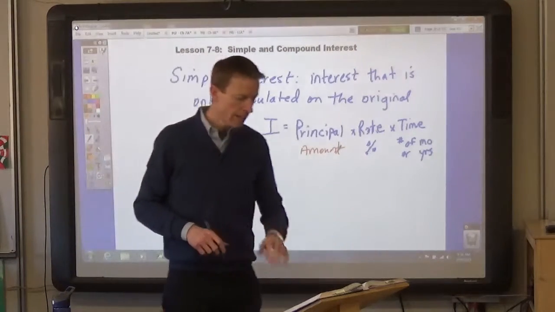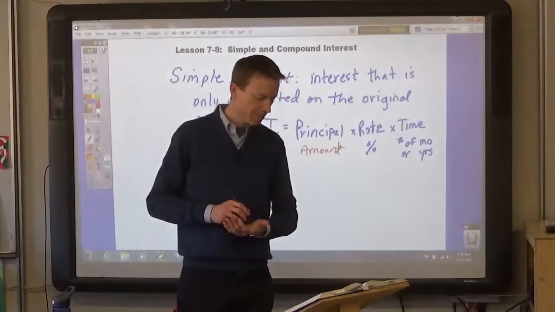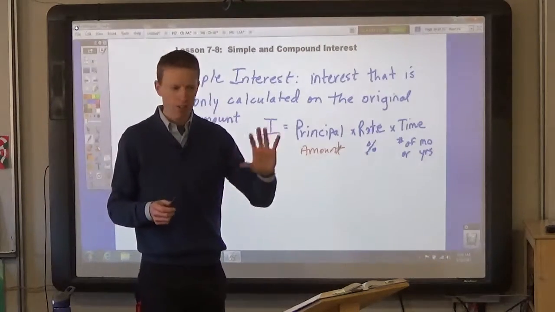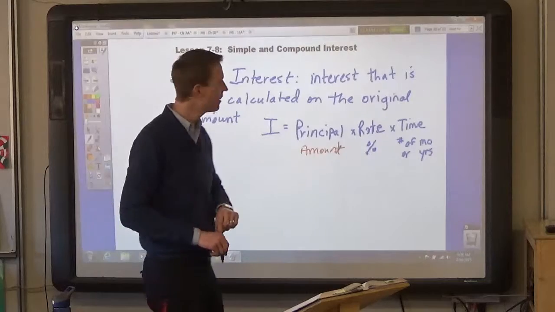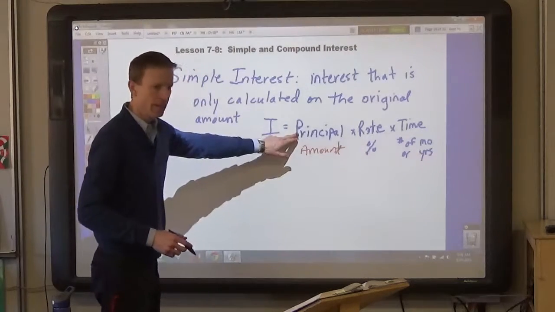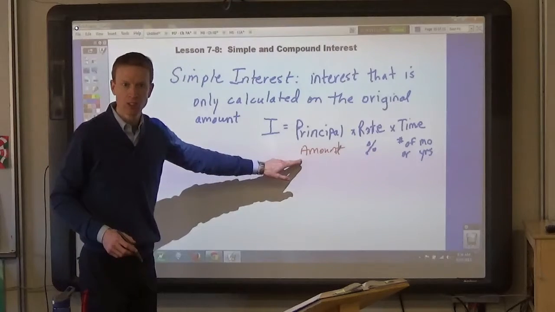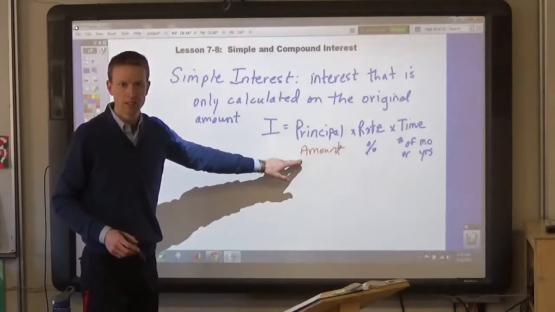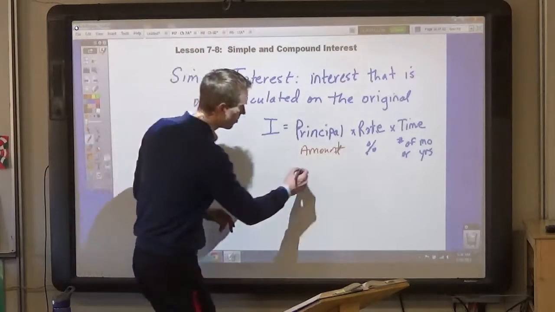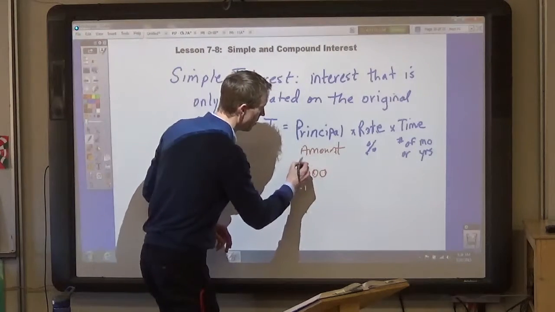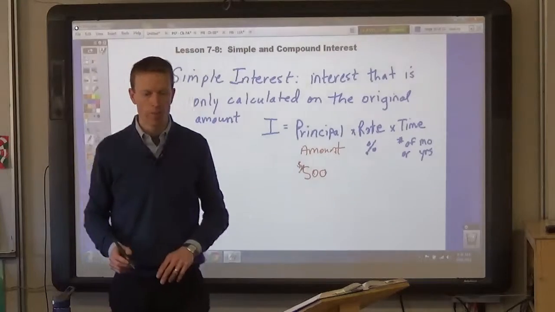So, look at the example on page 386. It says, suppose you deposit $500 into a savings account. Okay? So in our formula, that's the amount that we're starting with. The deposit amount. So write $500 underneath that formula.